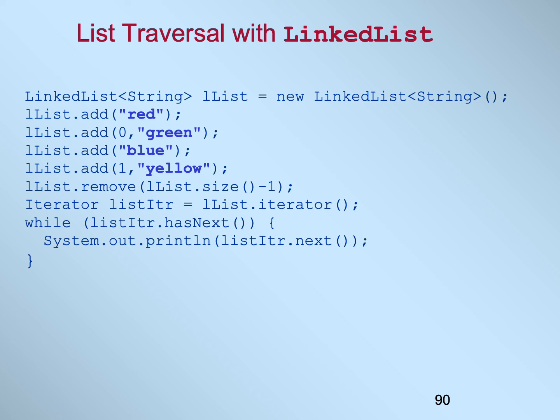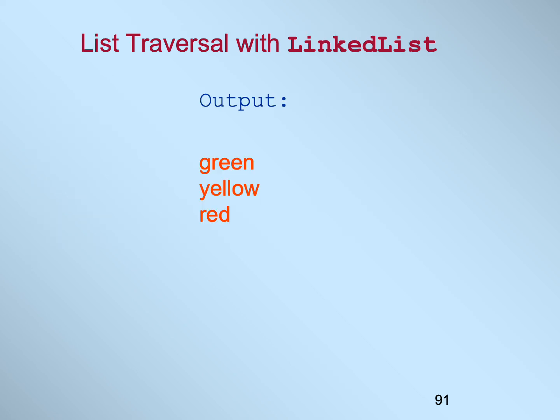To go through our list, in this example, we use the iterator. So we have our while loop and we use the hasNext method. And inside our while loop, we have our System.out.println(list.next()). The output that we will get is green, yellow, and red.